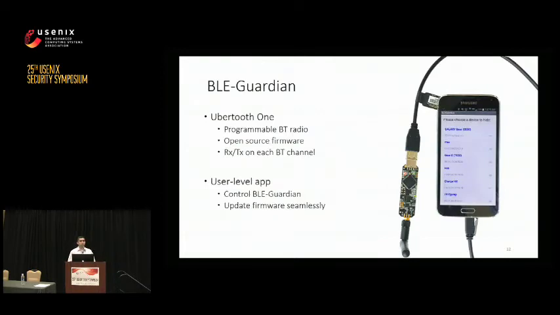BLE-Guardian, from a high-level standpoint, has 2 main components. It has a hardware component, which is basically an external Bluetooth radio that you can attach to your gateway or to your host, such as your smartphone. And it will enact privacy and security for the set of BLE devices around you. Our choice of implementation was Ubertooth One, an available open source Bluetooth development framework that allows us to transmit and receive on any BLE channel.